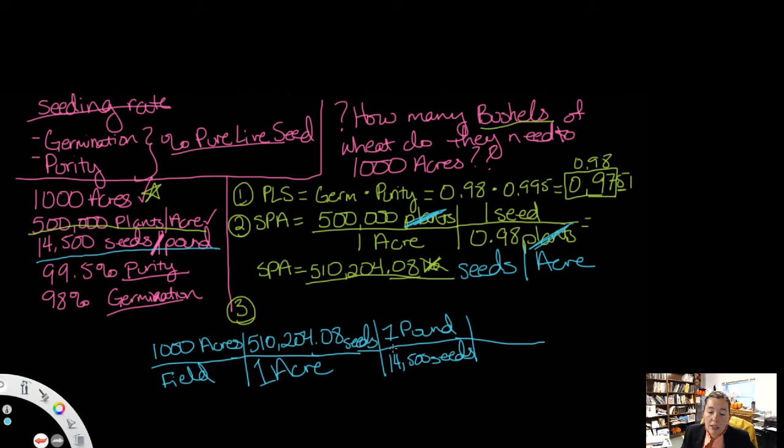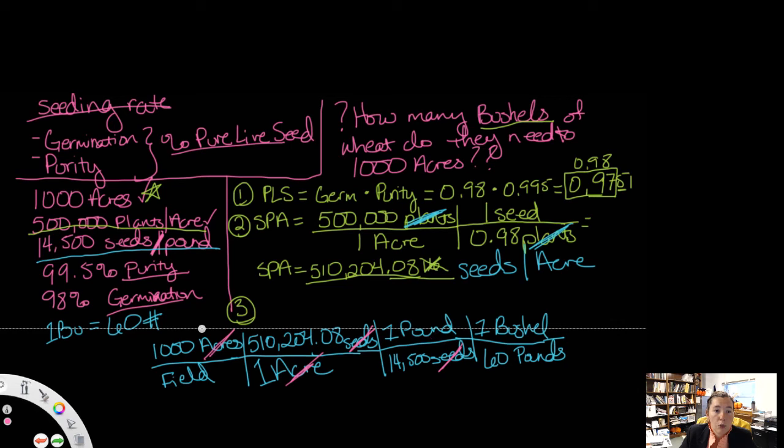And then the last thing that we need to know is how many bushels. So for wheat, 1 bushel of wheat equals 60 pounds. So we've got our 1 bushel equal to 60 pounds. And so now everything is in our equation. So let's go ahead and cancel out some units to see what that's going to look like at the end. We're going to cancel out our acres, cancel out our seeds, and then we'll also cancel out pounds.